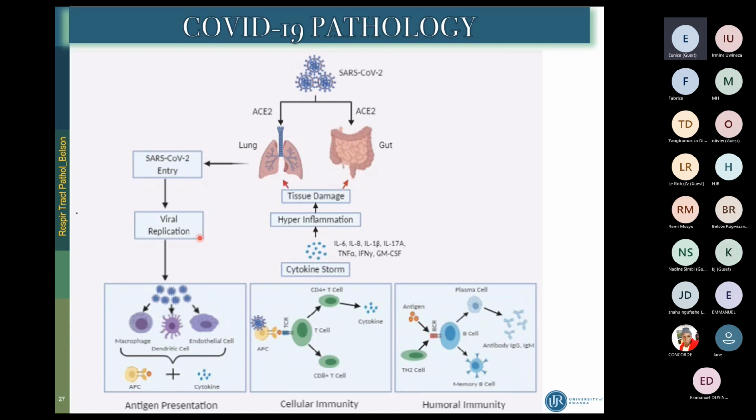Then these virions which are made will be engulfed, presented or engulfed by macrophages, dendritic cells, and the endothelial cells. And then these ones, they will present antigen. The antigen will be presented by these cells. So the APC is one of these cells. But not only that, because there has been inflammation, there will be some cytokines which will be formed or released.